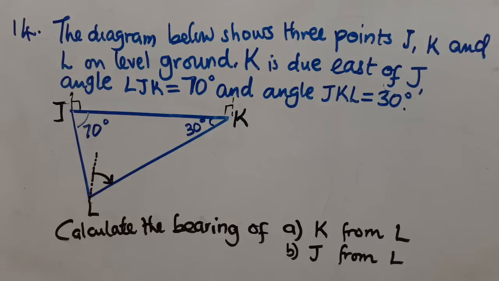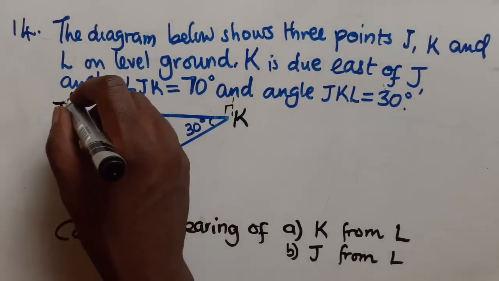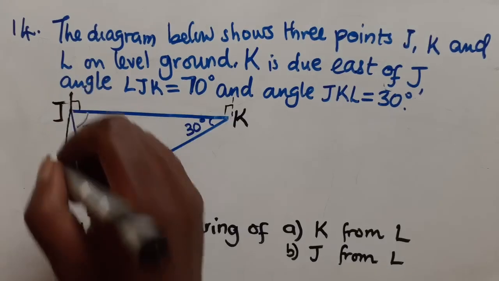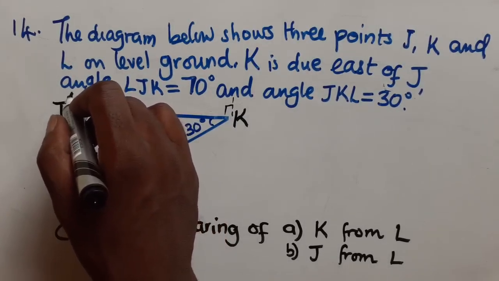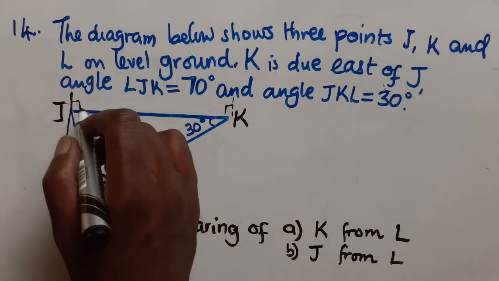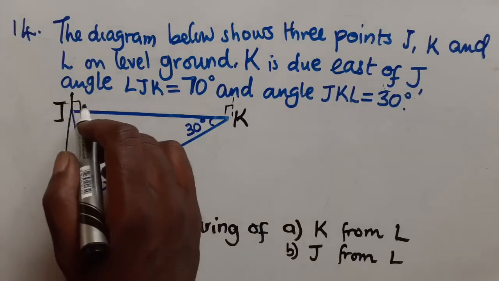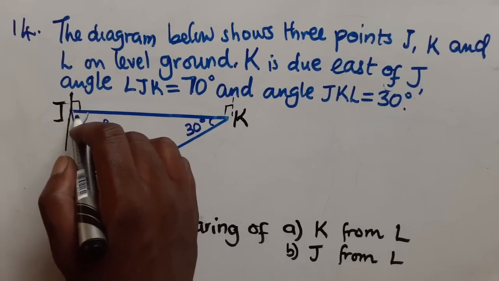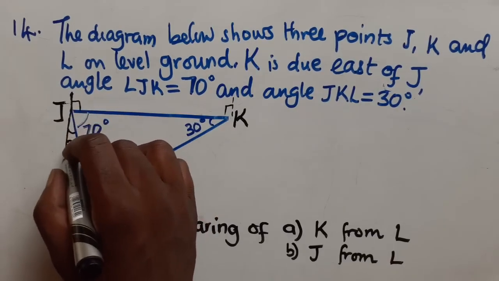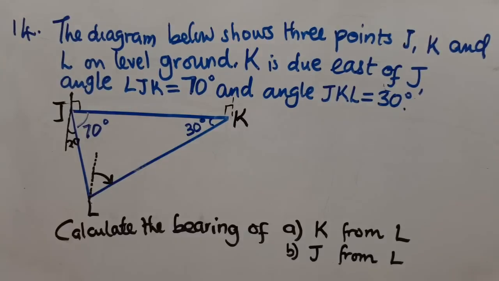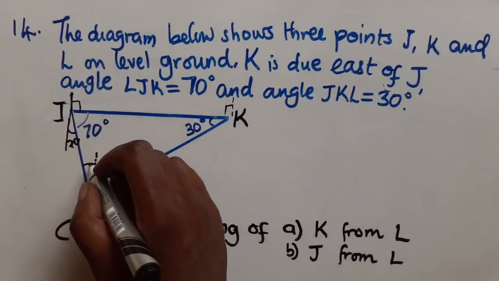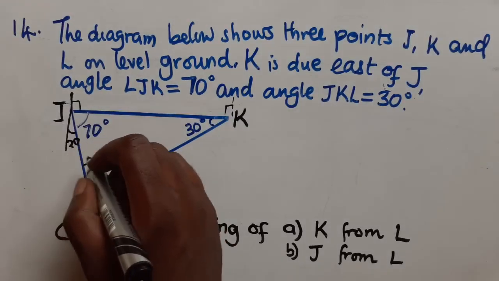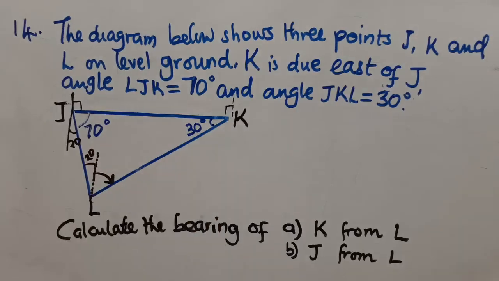Now, let me extend this one also here. You need to know that the whole angle on a straight line is 180. So if this is 90, 70, it means this smaller angle here is equal to 20. I hope that is clear. Then this is alternate to this one, so this other angle here also is 20.